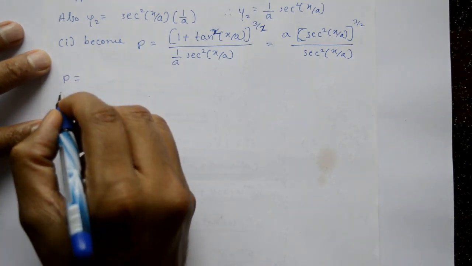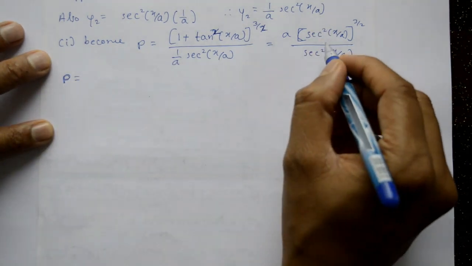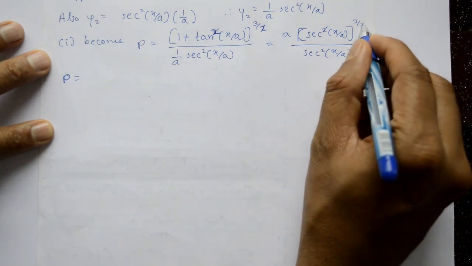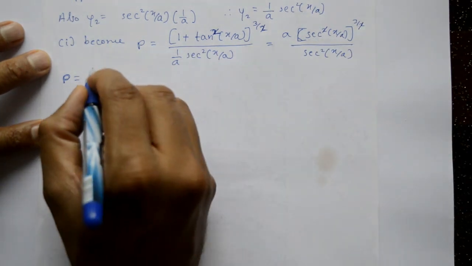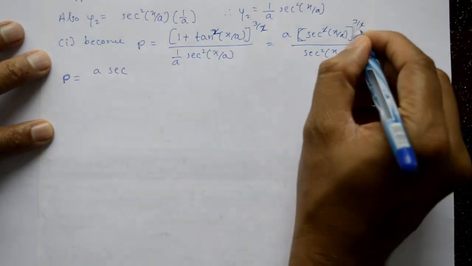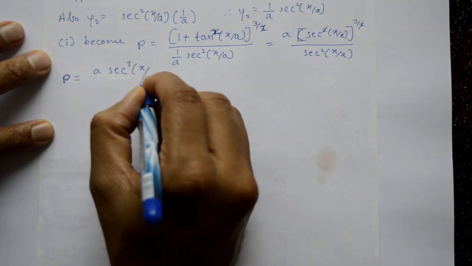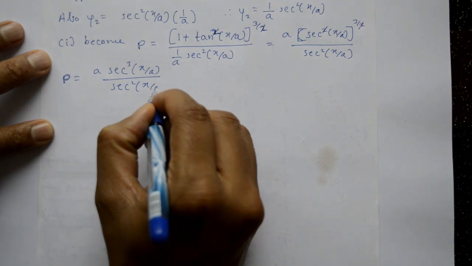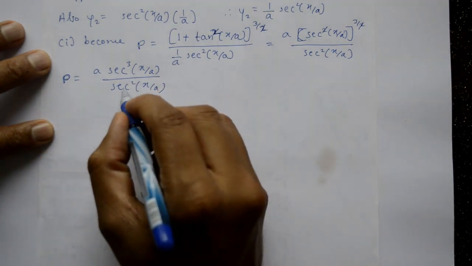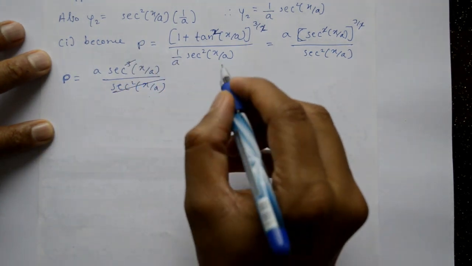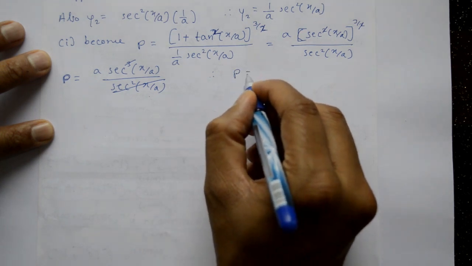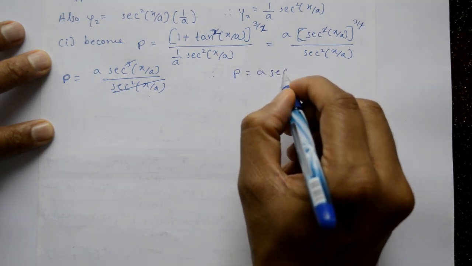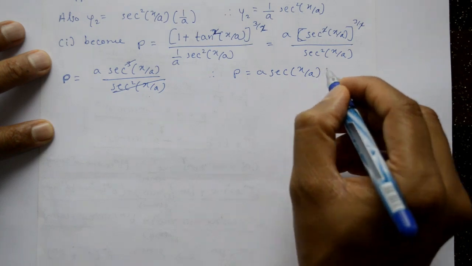Now rho is equal to, secant squared to the 3/2 gives secant cubed, so remaining is a secant cubed(x/a) divided by secant squared(x/a). Now secant squared cancels, therefore rho = a secant(x/a).